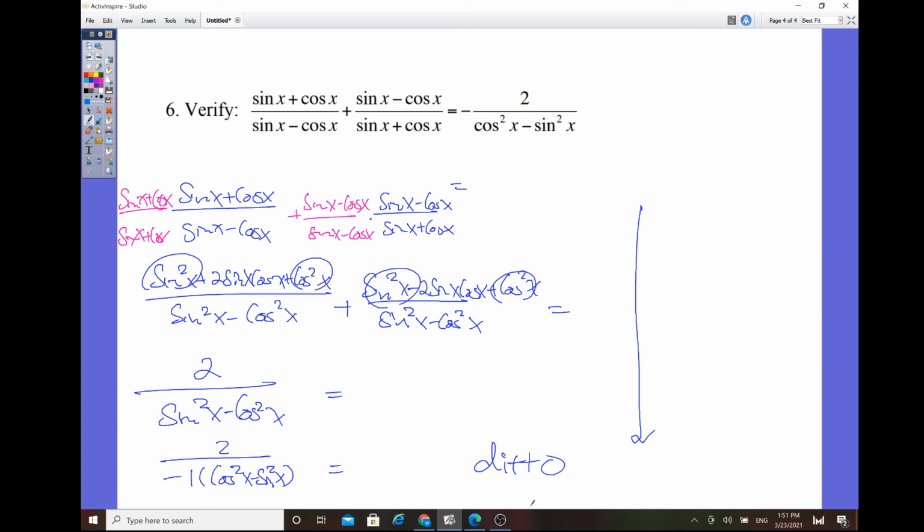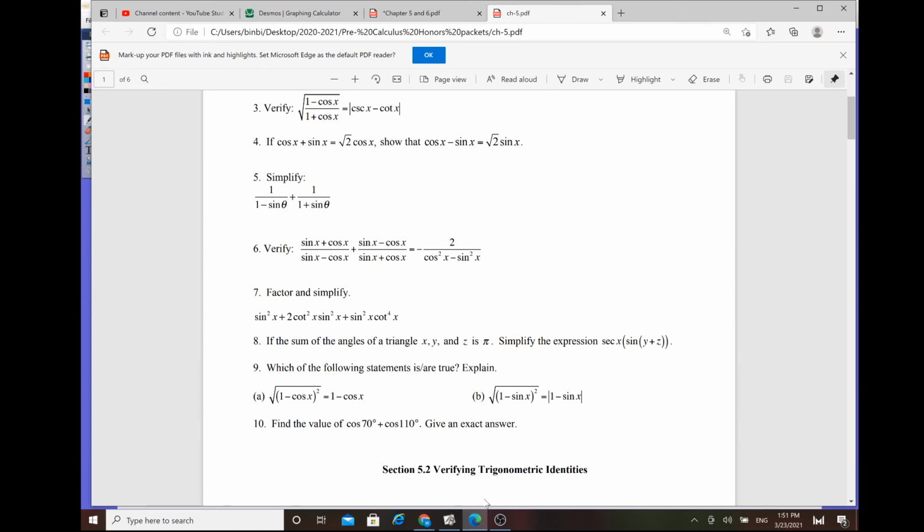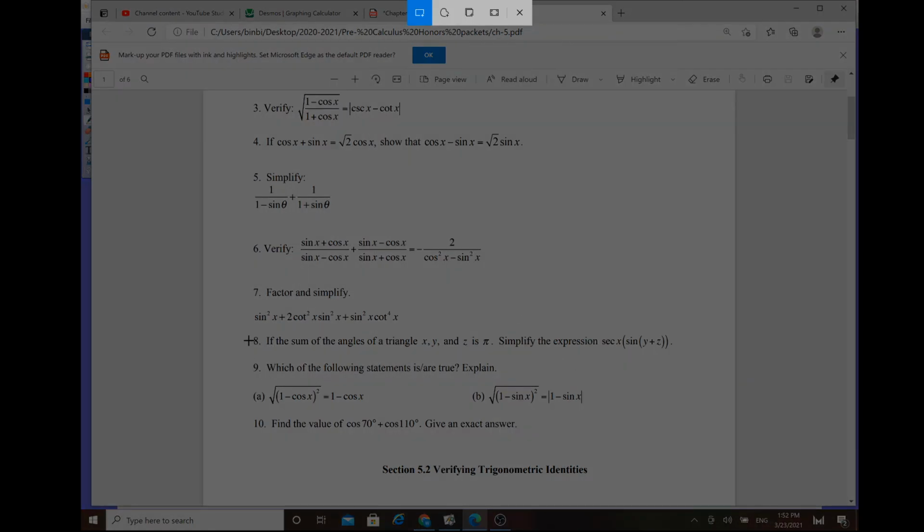Okay, so now let's see what else we got for this section. The other one is just factoring and simplifying, so that's something you can finish. One thing I would like to talk about is problems 8, 9, and 10. Okay, so let me just take those. Once again, one problem at a time.